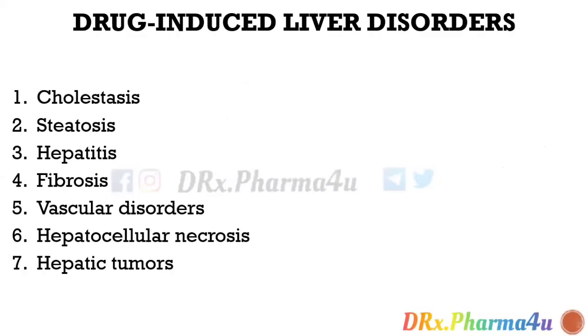So when we talk about drug-induced liver disorders, there are 7 disorders. One is cholestasis, one is steatosis. It is also known as fatty liver. One is hepatitis, one is fibrosis, one is vascular disorders, that means related to the blood vessels. One is hepatocellular necrosis, and the last is hepatic tumors. So we are going to talk about all of these disorders in this video.